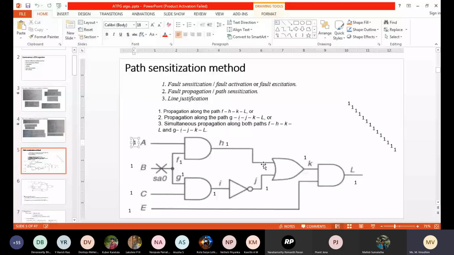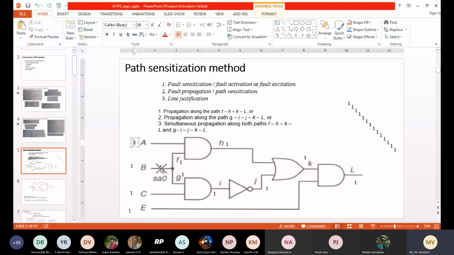If the fault is 0 and the actual value traveling through the line is also 0, will I be able to visualize that fault at the output? No, ma'am. Understand, students? It's not possible. So to activate the fault, that is our first step. Whatever fault is present, we have to assign the opposite value to that particular signal line. It can be a primary input or any intermediate or output, anywhere.